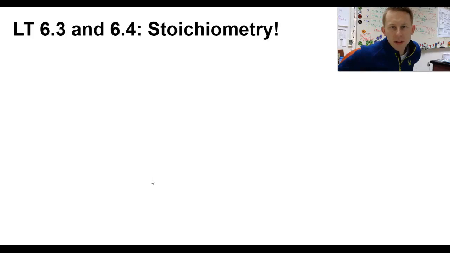So in these video notes, I'm going to be covering the basic principle that is going to be present for learning targets 6.3 and 6.4, which is about stoichiometry, and I'll define what that is here in a moment. But the main focus is being able to understand how to use a BCA table.